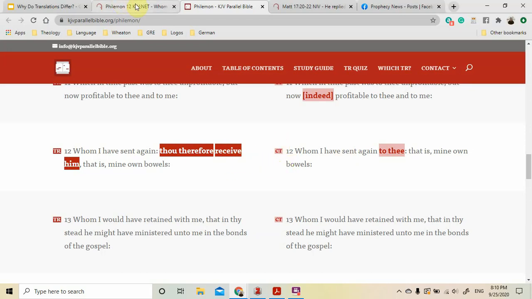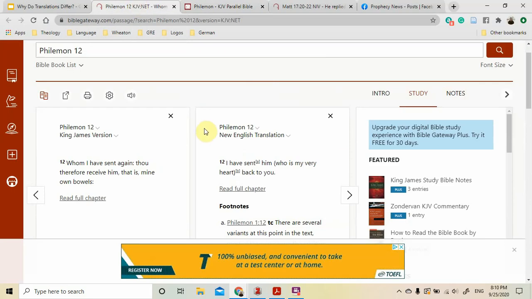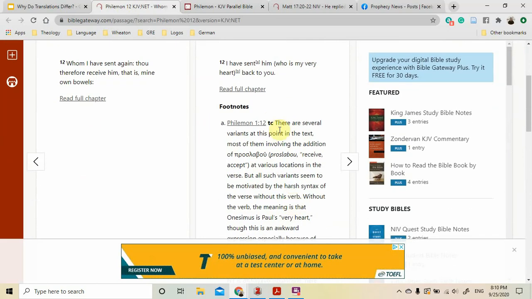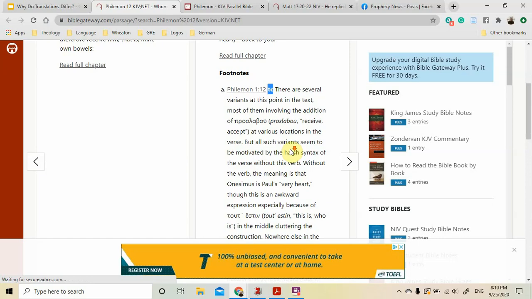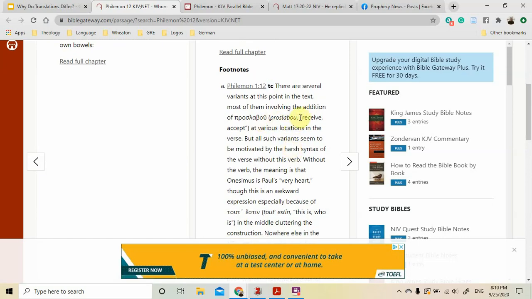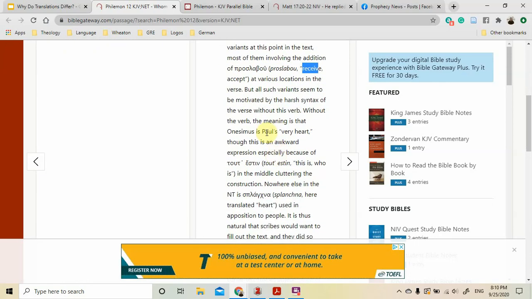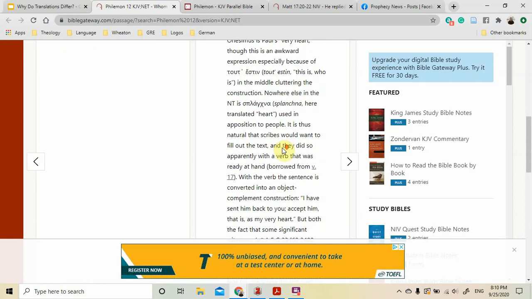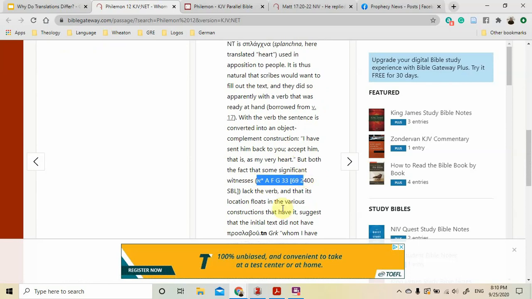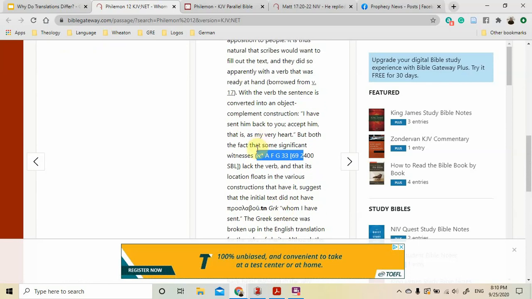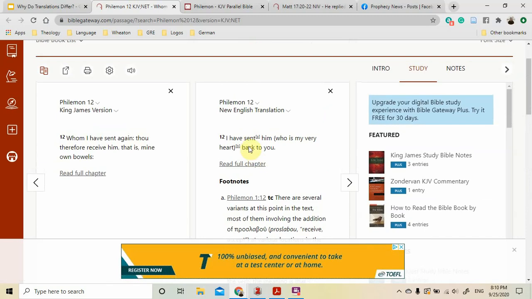And how you can see why the NET didn't go with this reading, they have these footnotes here called TC, and that stands for textual criticism. So this is a textual criticism footnote. And you can see that they're here talking about the "receive," and they talk about the motivations, why it might have been added, and they list here the different manuscripts that support the readings and so on, and they give you an explanation for why they've chosen the reading that they have.